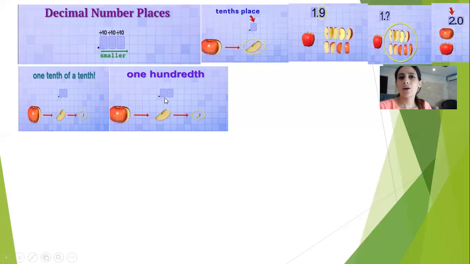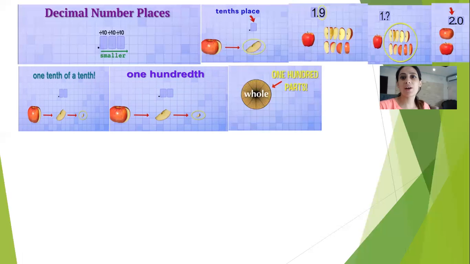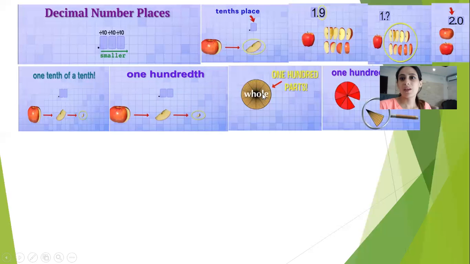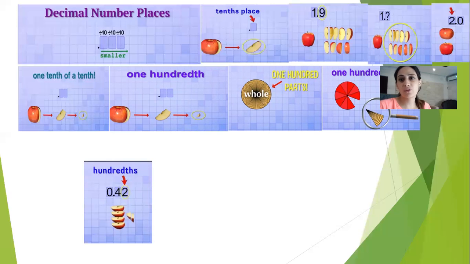Okay? Look carefully. If I'm going to the right side, from the tenth to the hundredth, am I getting bigger or smaller? Look, this is the tenth, and this is the hundredth. I'm getting smaller. So in the decimal number places, as I'm going forward, the number becomes smaller and smaller. Okay, so is this clear till now? Here we have the whole 100 parts, if you can see. Okay, and here we took one part of it and we get the hundredth.